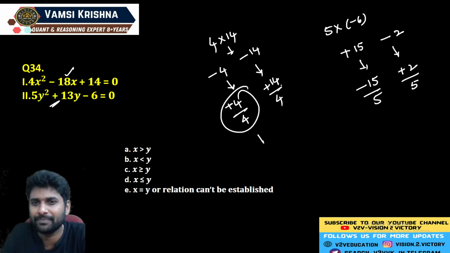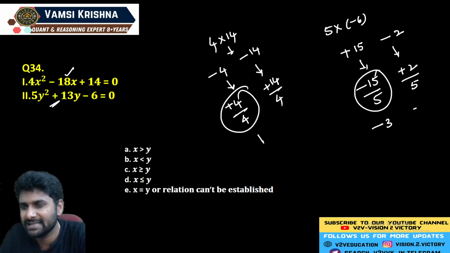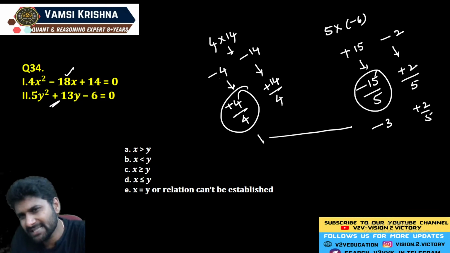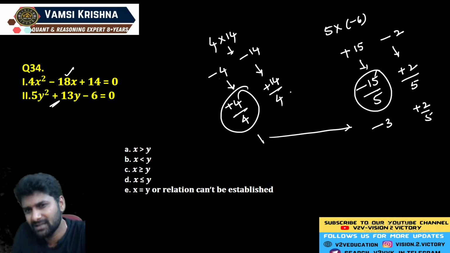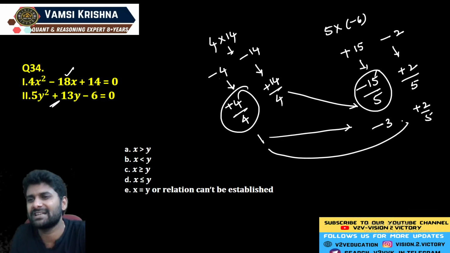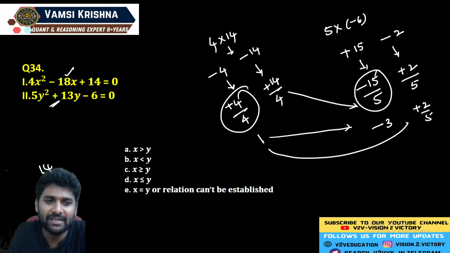It's a value of 1. It's 14 by 4. Again, it's a value of minus 3. It's plus 2 by 5. Guys, see, 1 is greater. Definitely greater. It is also greater. Yes. Now compare this way. 1 is always greater than 2 by 5. 14 by 4, see, whether it is greater or not, let me tell you one comparison.